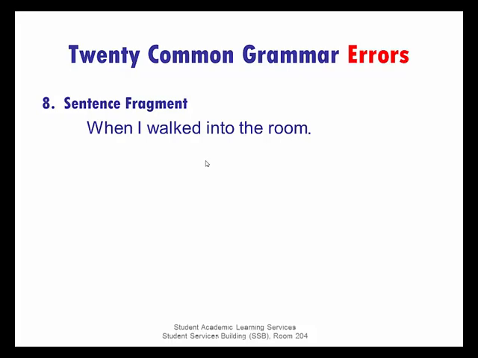Number 8, sentence fragment. If you look at the sentence, when I walked into the room, you likely feel as though it's incomplete. You'd be right. We need to replace the period and add in the second part of the sentence after a comma. When I walked into the room, what happened? So when I walked into the room, I tripped and fell. This would work as a complete sentence.